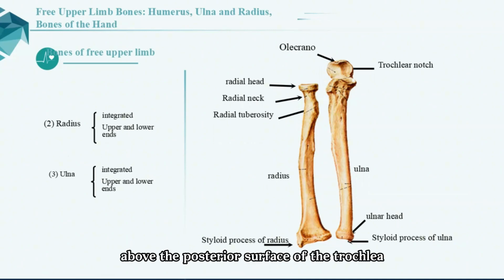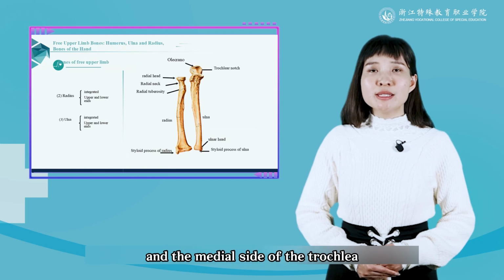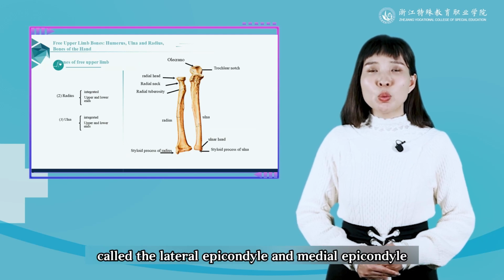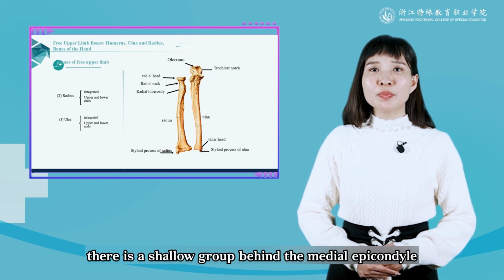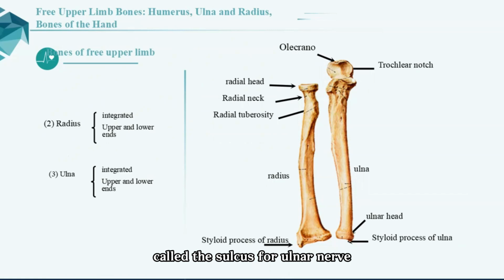There is a fossa above the posterior surface of the trochlea, called the olecranon fossa, which accommodates the olecranon of the ulna when the elbow is extended. There is a protrusion on the lateral side of the capitulum and the medial side of the trochlea, called the lateral epicondyle and medial epicondyle respectively. There is a shallow groove behind the medial epicondyle, called the sulcus for ulnar nerve. The ulnar nerve passes through here.